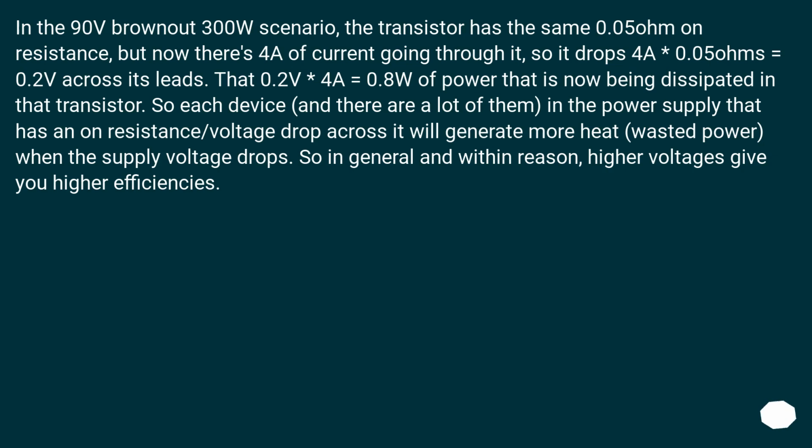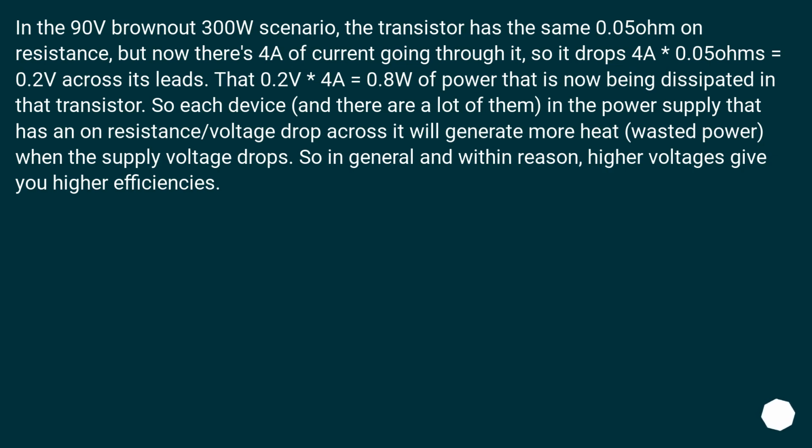In the 90 V brownout 300 W scenario, the transistor has the same 0.05 ohm on resistance, but now there's 4A of current going through it, so it drops 4A × 0.05 ohms equals 0.2 V across its leads. That's 0.2 V × 4A equals 0.8 watts of power that is now being dissipated in that transistor.